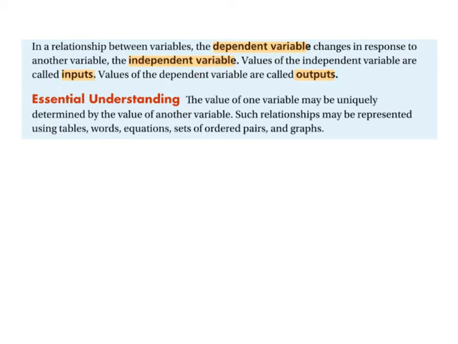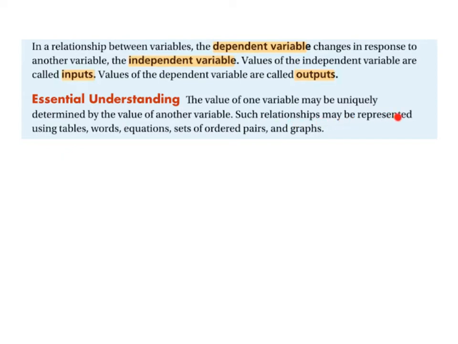So independent variables we call inputs. It's the kind of number, let's say, in an equation that we put in, and then the output is what results. And you're going to see some examples in a moment of what the inputs are and the outputs are, okay? But the value of one variable is uniquely determined by the value of another. And in a couple of slides, you're going to see what we mean about uniquely determined.